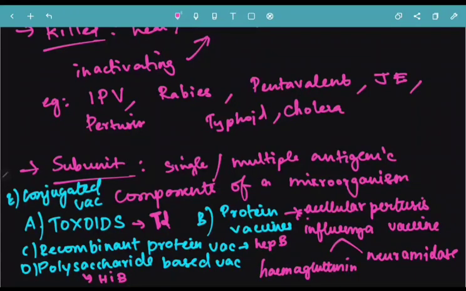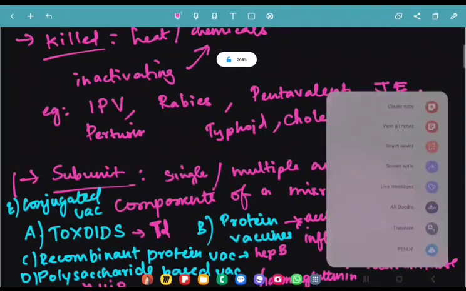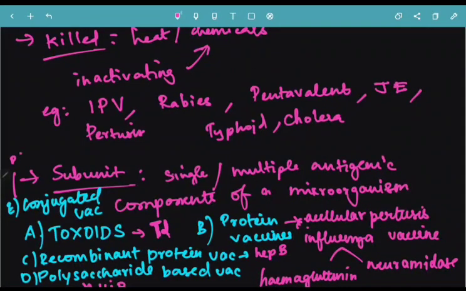Now, a conjugate vaccine means both protein plus polysaccharide. They elicit a stronger immune response and immune memory in children. The best example of a conjugate vaccine is the pneumococcal conjugate vaccine, and meningococcal vaccines. These are all examples of conjugated vaccines.